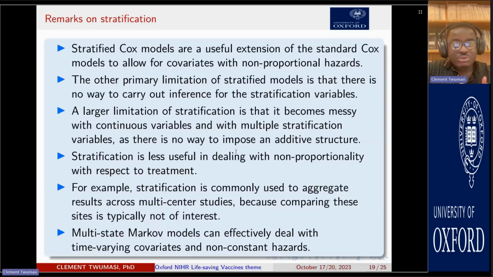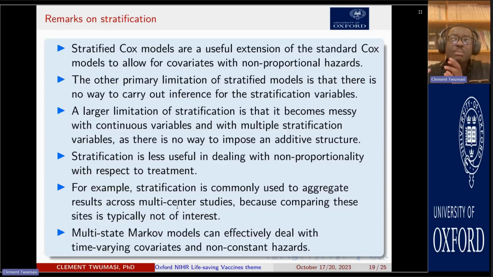But keep in mind, stratification is not very useful, especially when there's non-proportionality with respect to the treatment that you are trying to investigate. So that's just one thing. So in summary, you can always think about stratification as when you have aggregated results across maybe multi-center studies, where you are not interested in the multi-center studies, but you believe that the results could change from center to center. In that case, you can now stratify your model with respect to that variable and so on.